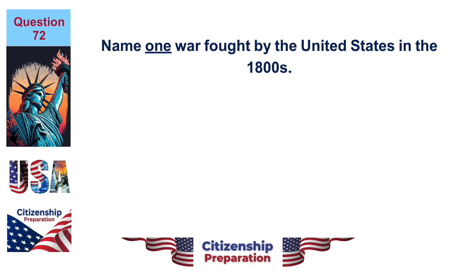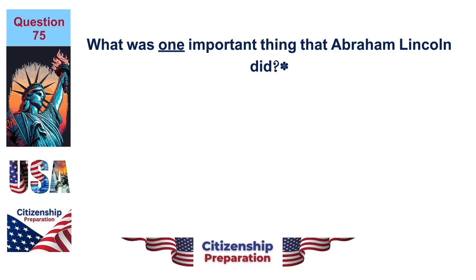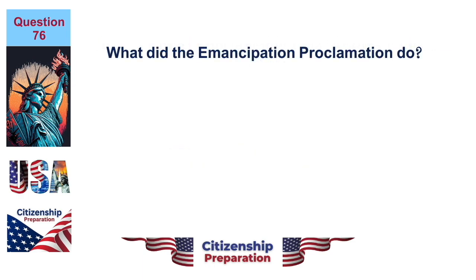Name one war fought by the United States in the 1800s. Civil War. What was one important thing that Abraham Lincoln did? Freed the slaves. What did the Emancipation Proclamation do? Freed the slaves.